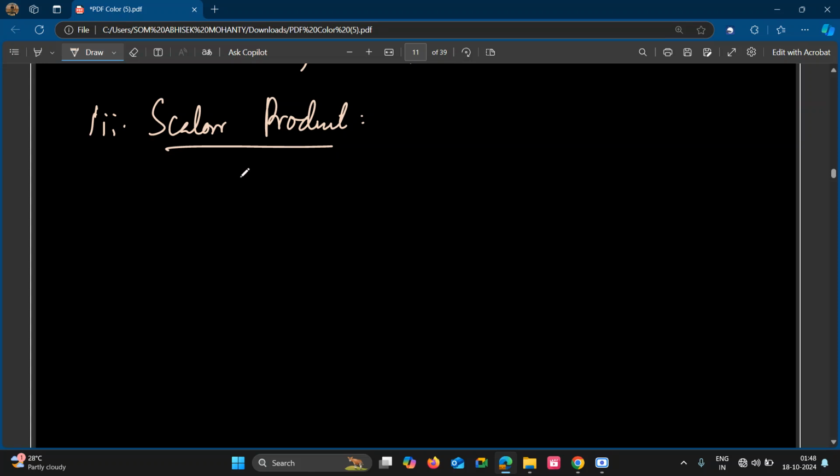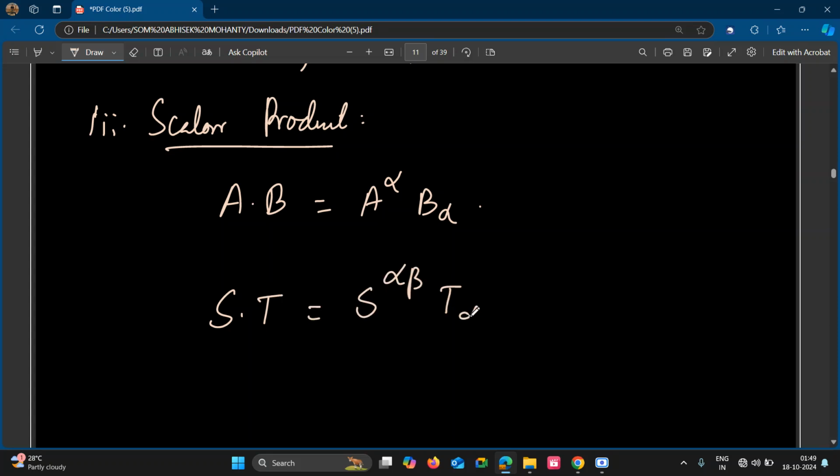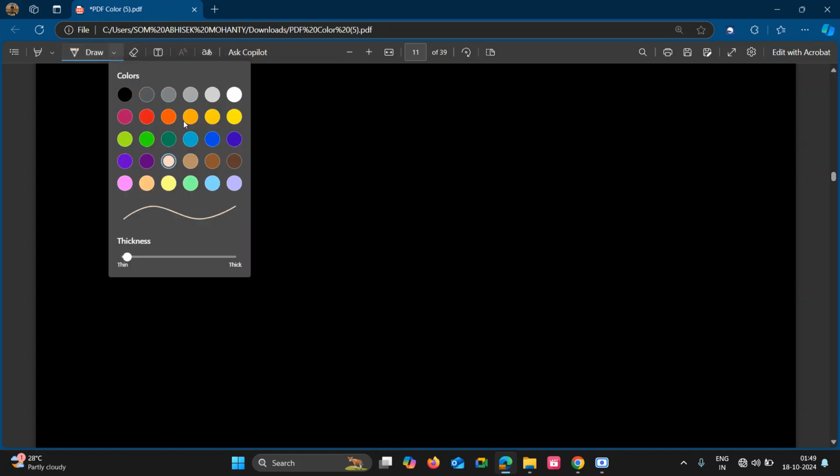So A dot B can be written as A alpha B alpha. Similarly, S dot T can be written as S alpha beta T alpha beta. QR can be written as, suppose Q alpha beta gamma, your R alpha beta gamma will be where? Okay. Next, let's move to the next section of this.